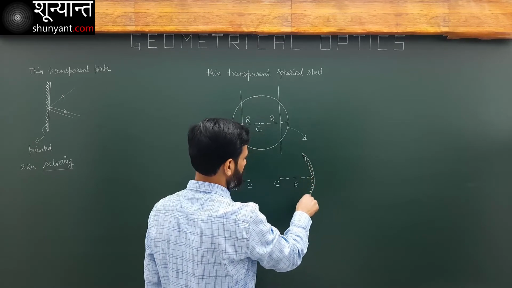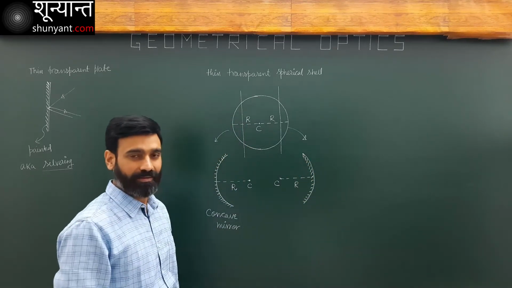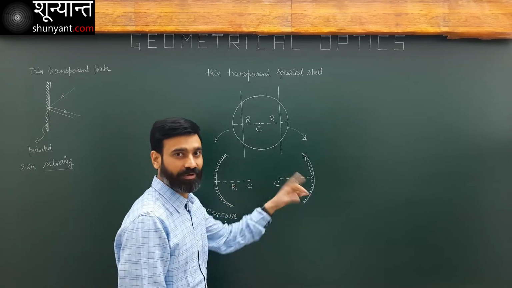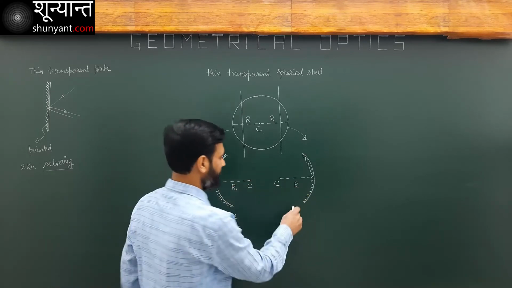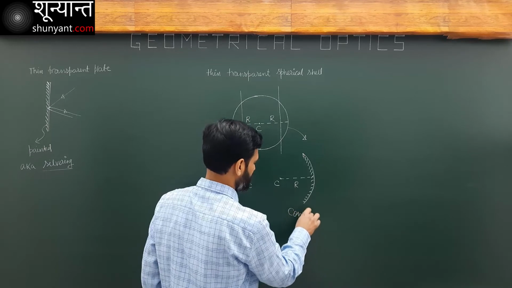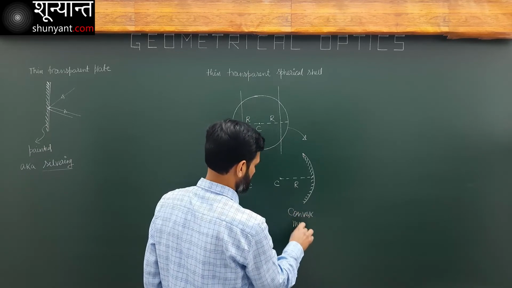If I paint the inner side here, then the outer side becomes reflecting. Light will be reflected from the outer side. This becomes a convex mirror. Convex mirror.